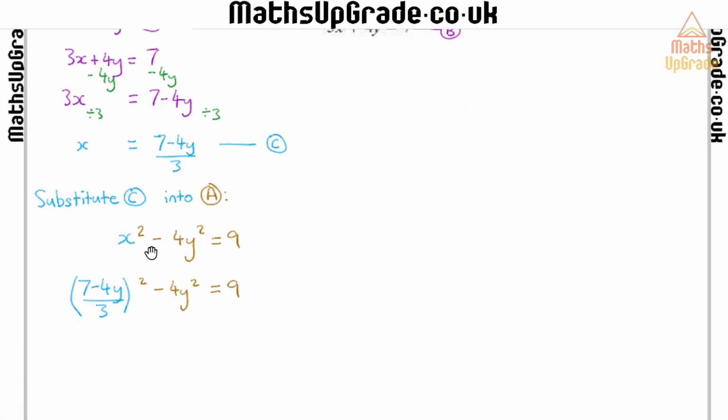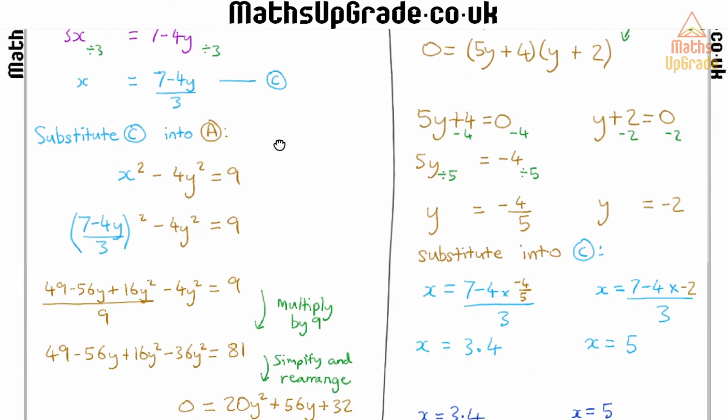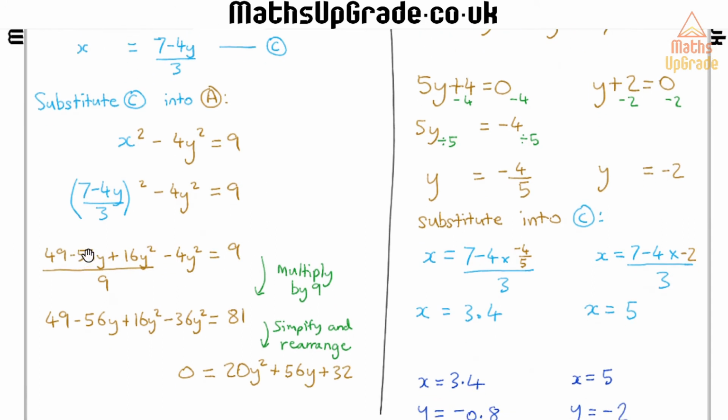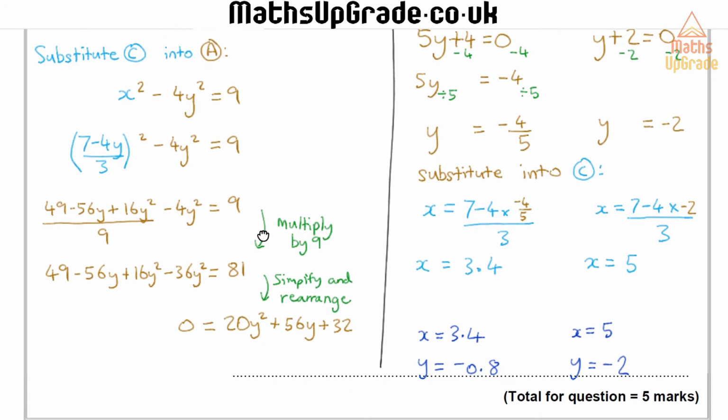Remember to put x in brackets, so it would be 7 minus 4y divided by 3 all in brackets squared minus 4y squared. If I then just expand those brackets, remember I've got the denominator as 9 here still, and then I need to multiply everything by 9 to get rid of this denominator. So that makes this as 36y squared and this is 81. Then I'm just going to simplify and rearrange. Since on this side I've got essentially a -y squared, I'm just going to move everything to the right hand side. That gives me 20y squared plus 56y plus 32.